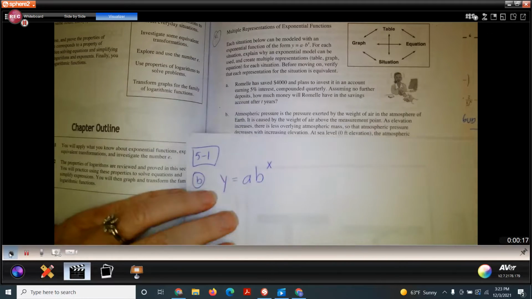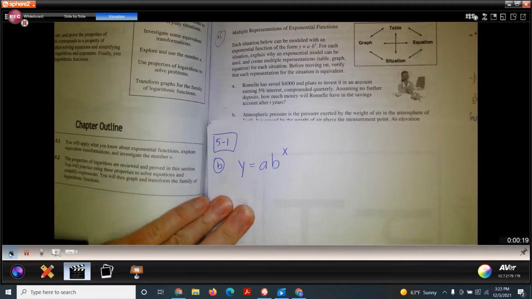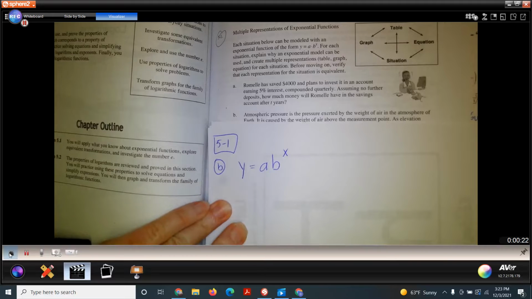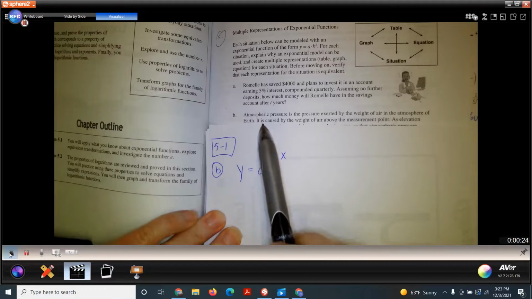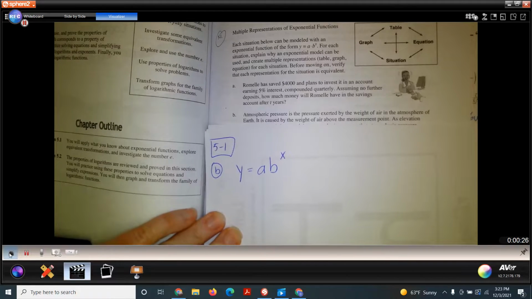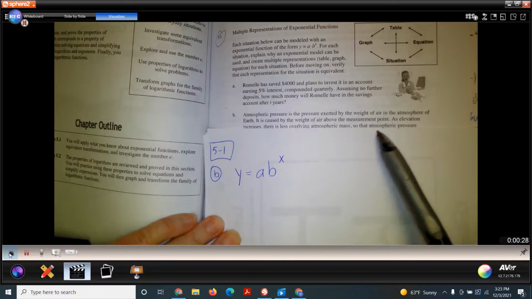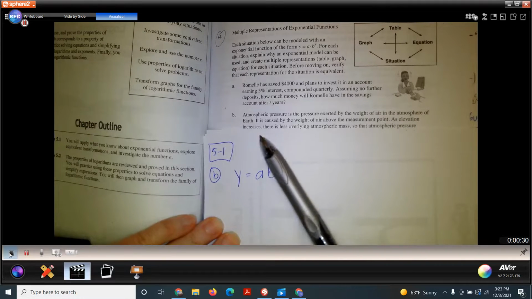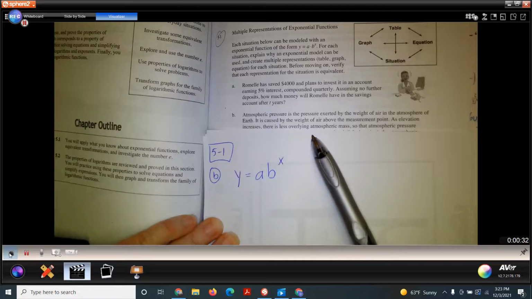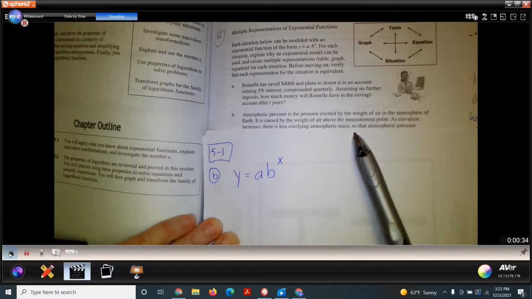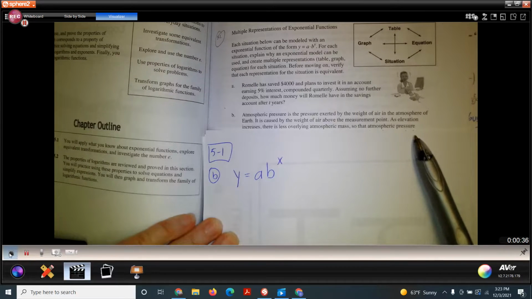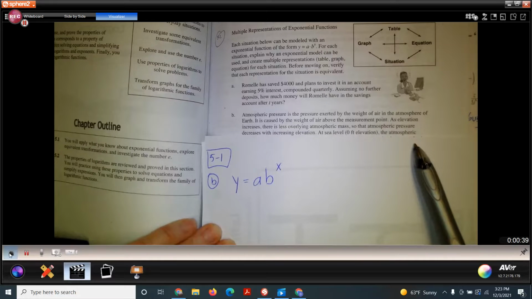Letter B says atmospheric pressure is the pressure exerted by the weight of the air in the atmosphere of Earth. It's caused by the weight of air above the measurement point. As elevation increases, there is less overlying atmospheric mass, so that atmospheric pressure decreases with increasing elevation.